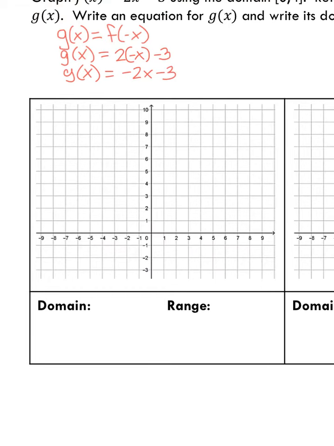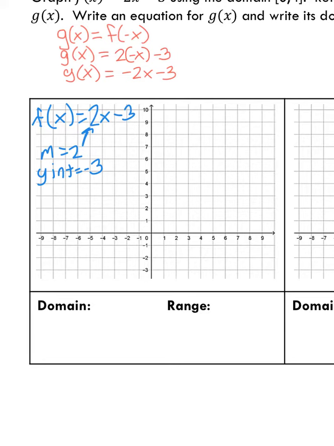Okay, let's first graph our pre-image. We have f of x equals 2x minus 3. Our slope is 2. Our y-intercept is negative 3. But we are going to limit this domain from 0 to 4.